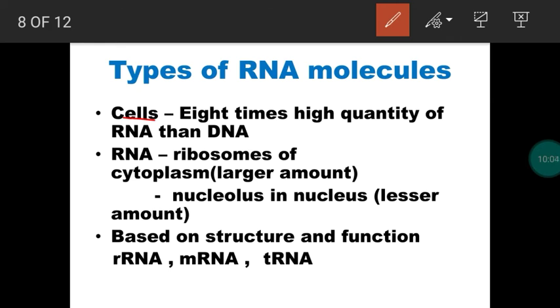So where is RNA present? RNA is present in the ribosomes of the cytoplasm as well as the nucleolus in the nucleus. Ribosomes are where protein synthesis takes place, so RNA is present in ribosomes of the cytoplasm in larger quantity, where protein synthesis takes place, as well as in the nucleolus in the nucleus, where a very small quantity of RNA is present. Then, based on structure and function, RNA is of three types: ribosomal RNA, messenger RNA, as well as transfer RNA. One by one we'll discuss.